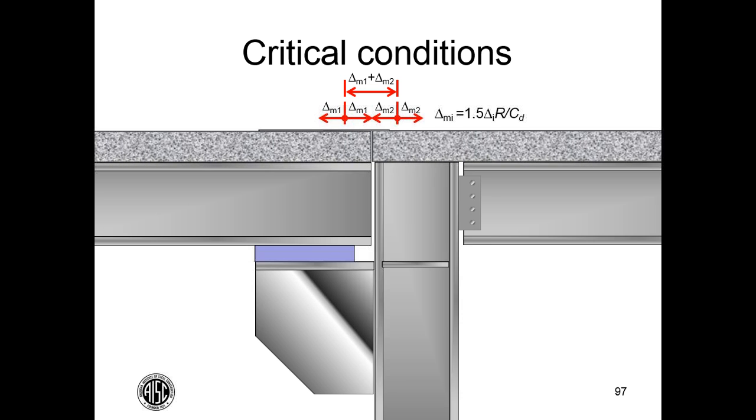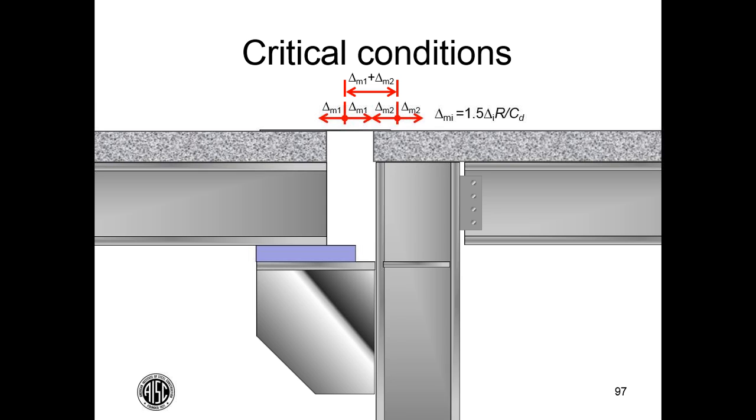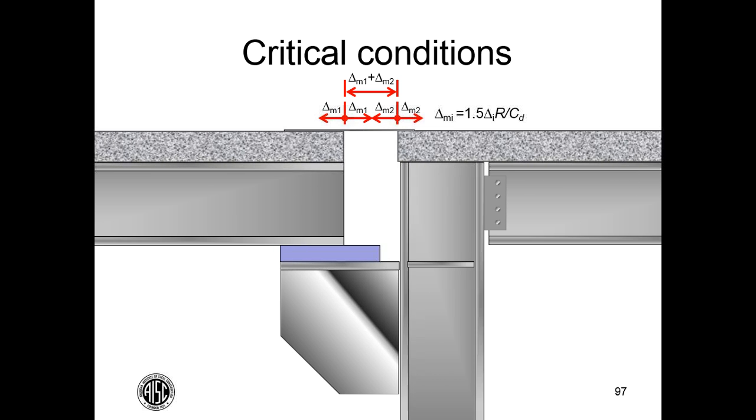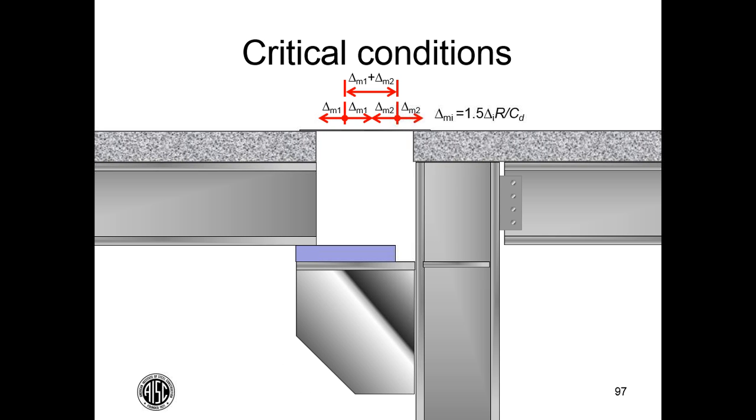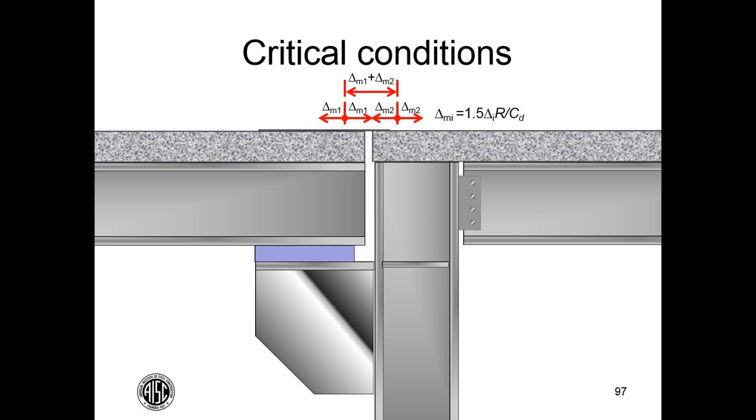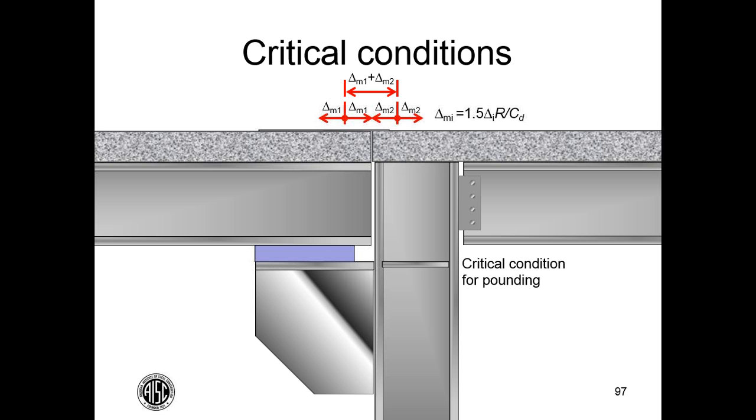And so these two structures, as I said, may have different periods of vibration, and so you could get independent movement that looks like this. There's a condition where they're both moving together, and that's the critical condition for pounding. And so we've made the gap big enough so that we don't anticipate pounding even under these maximum motions.